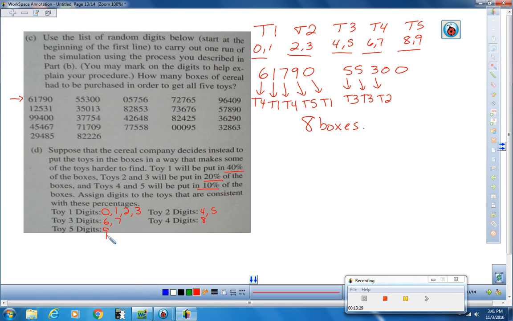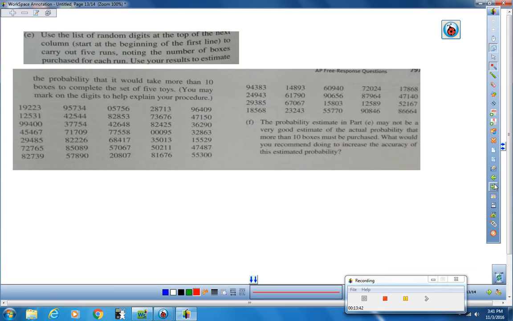Let's go on to the next one. Let's go on to Part E. It says use the list of random digits at the top of the next column, which is right here. Start at the beginning of the first line to carry out 5 runs. Okay? So I need trial 1, trial 2. Well, let's do them in order. So here's trial 1, trial 2, trial 3, trial 4, and trial 5.